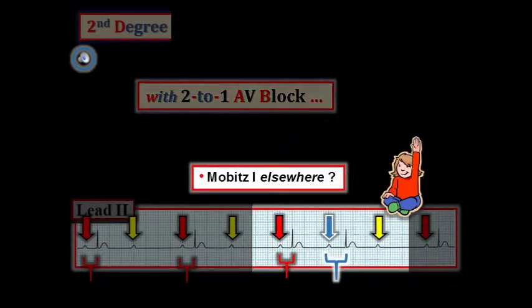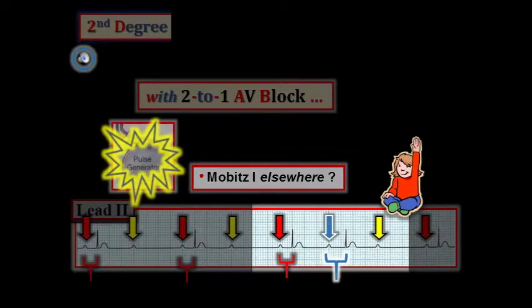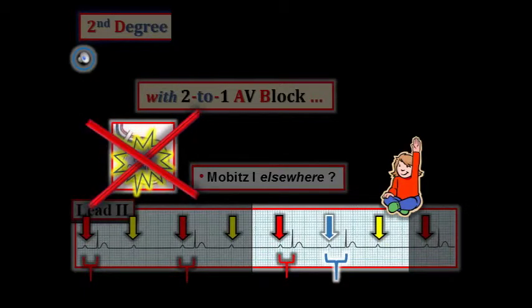Although not impossible, it is extremely unlikely for the rhythm to go back and forth from Mobitz 1 to Mobitz 2, which means that the 2-to-1 AV block we saw earlier almost certainly was Mobitz 1. Clinically, this distinction is important to make because a pacemaker is unlikely to be needed with Mobitz 1.